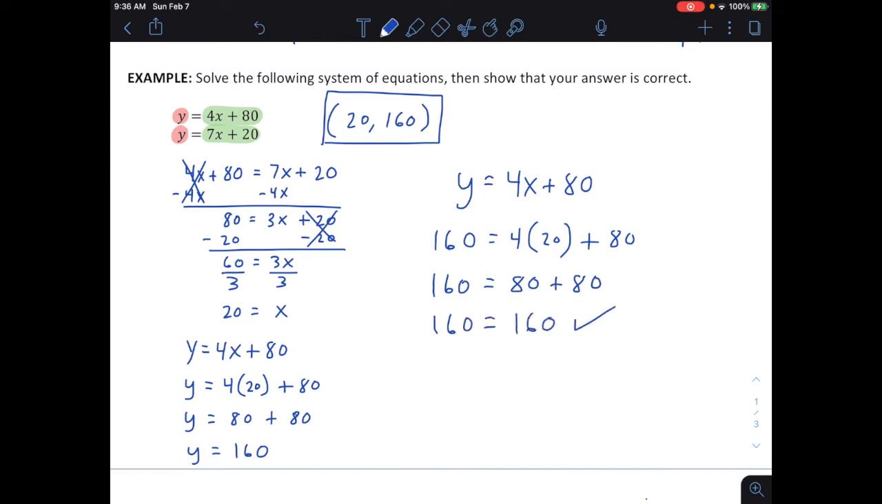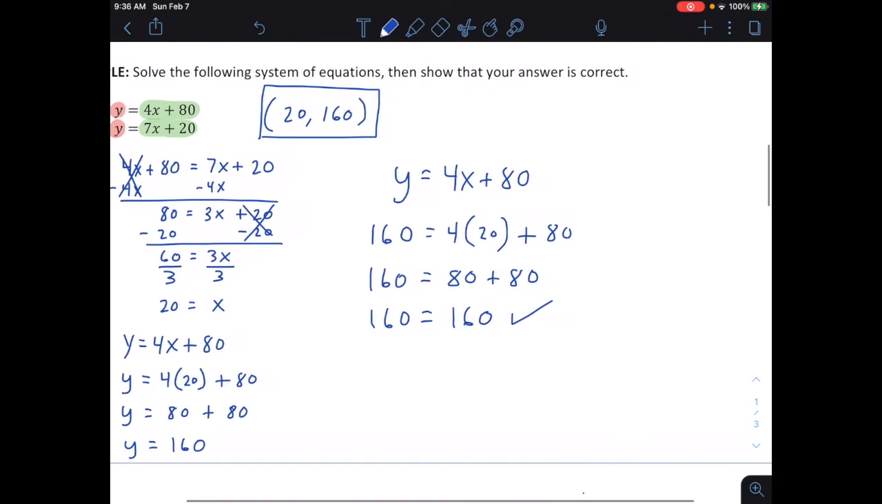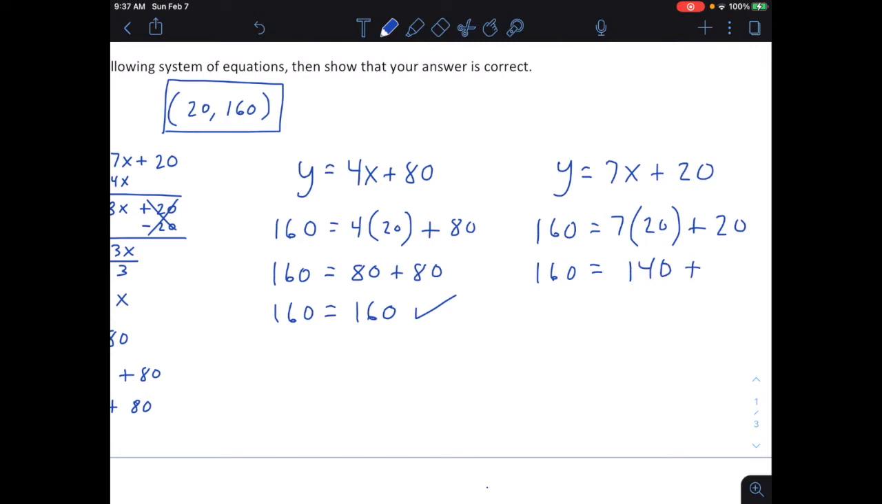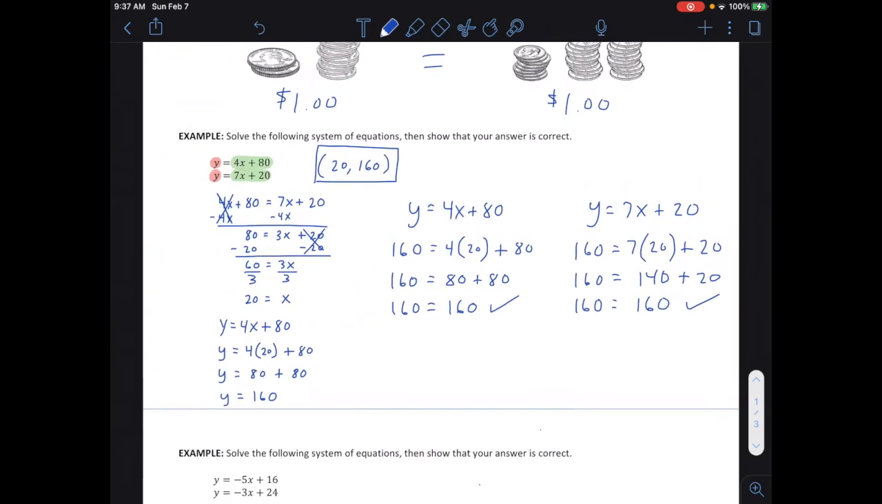That one works. And then I'm going to do the same thing with y equals 7x plus 20. Plug in the 160 for y and the 20 for x. And so 160 equals 140 plus 20. So 160 equals 160. And that one checks off. So we know that our answer is correct.